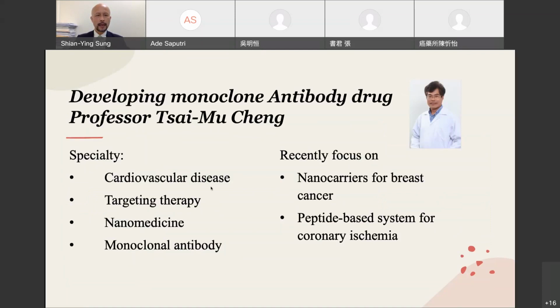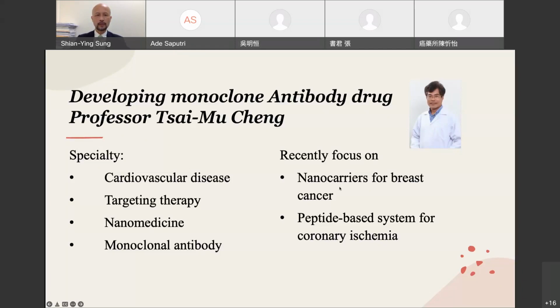And Professor Cai Mu Zheng is one of such experts. He especially focuses on developing monoclonal antibody drugs. He helps us develop many special monoclonal antibody drugs that can target several diseases, and his expertise is in cardiovascular disease. Recently, with many other professors in hospitals, he formed a team to focus on therapeutic targets of cardiovascular studies.